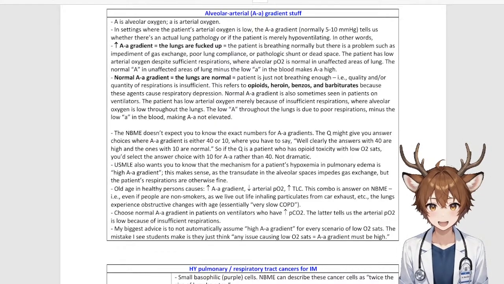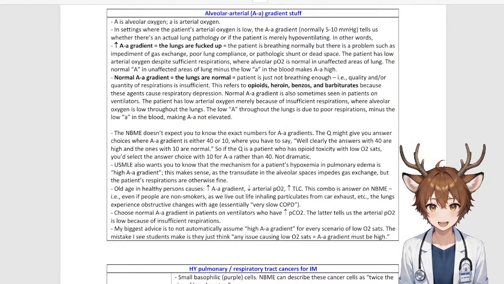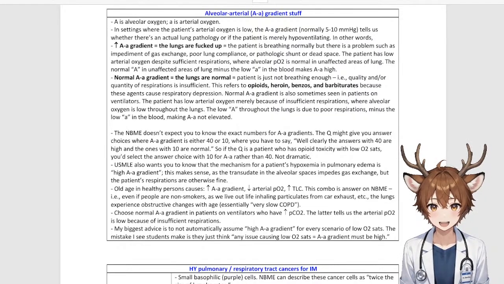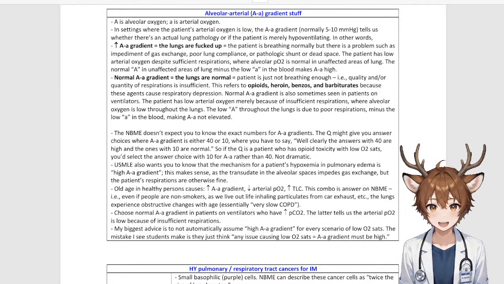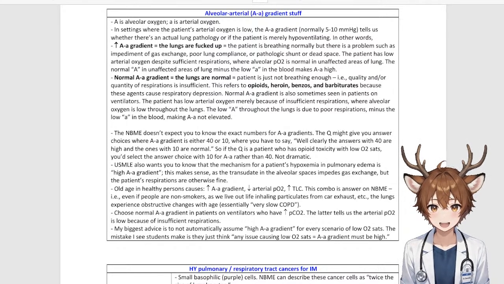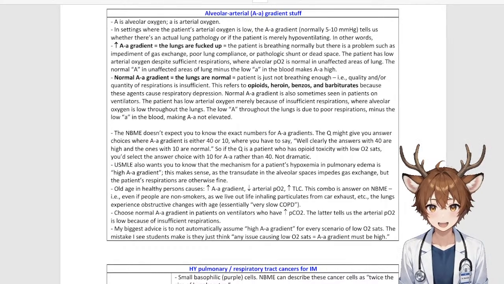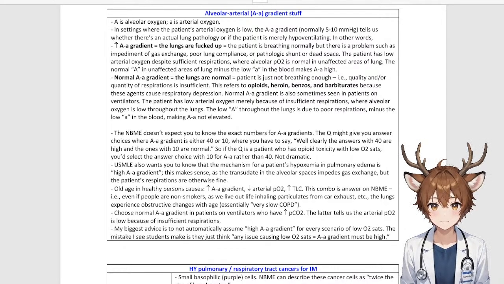Choose normal A-a gradient in patients on ventilators who have high PCO2. The latter tells us the arterial PO2 is low because of insufficient respirations. My biggest advice is not to automatically assume high A-a gradient for every scenario of low O2 sats. The mistake I see students make is they think any issue causing low O2 saturation means an A-a gradient must be high, which is not necessarily the case.